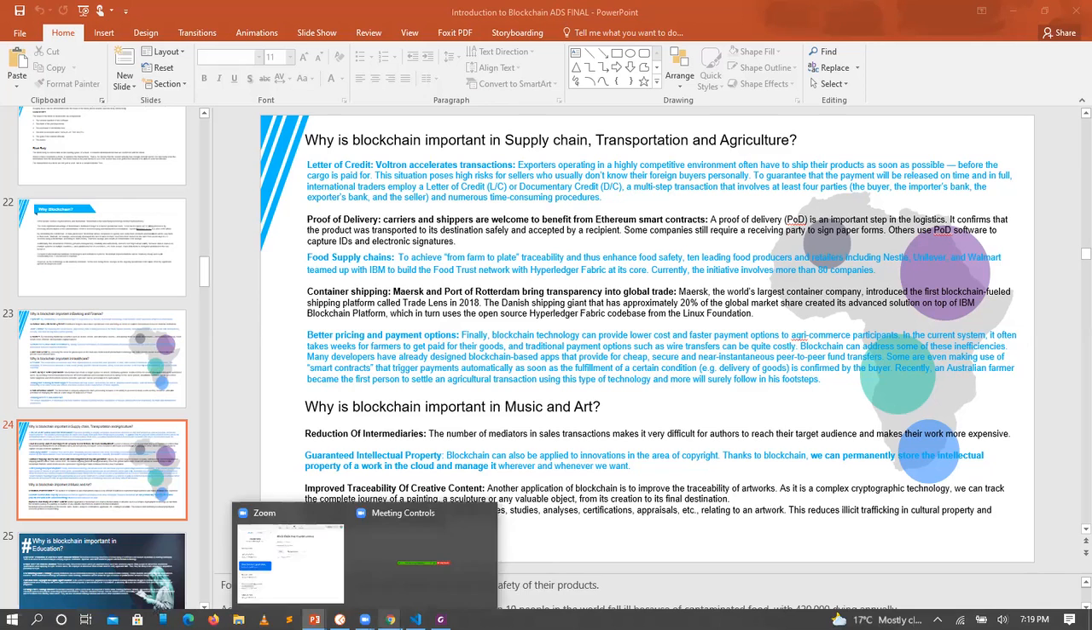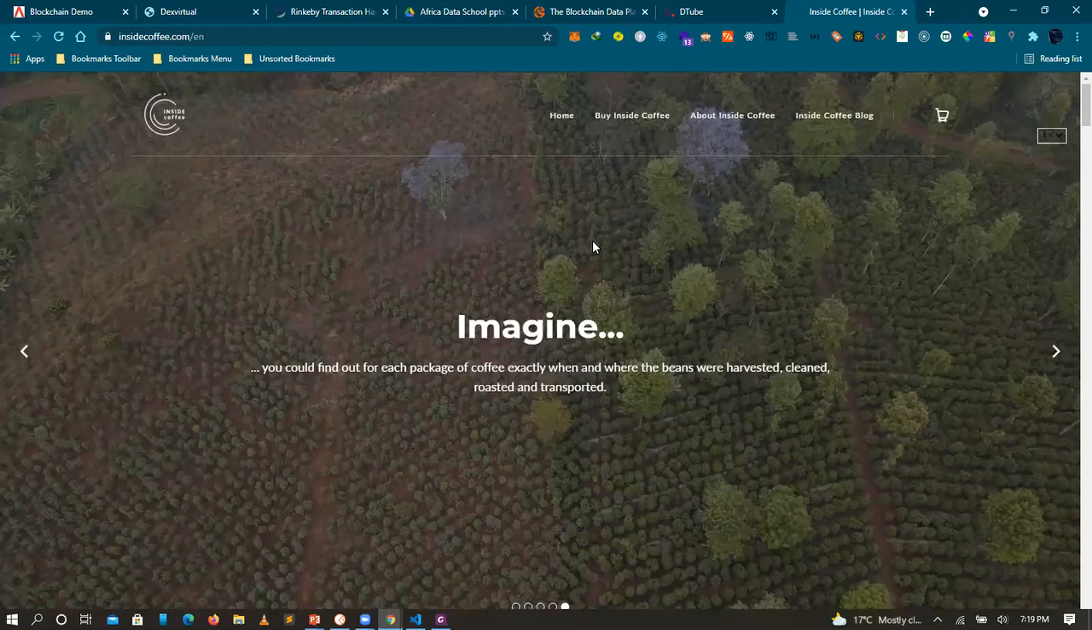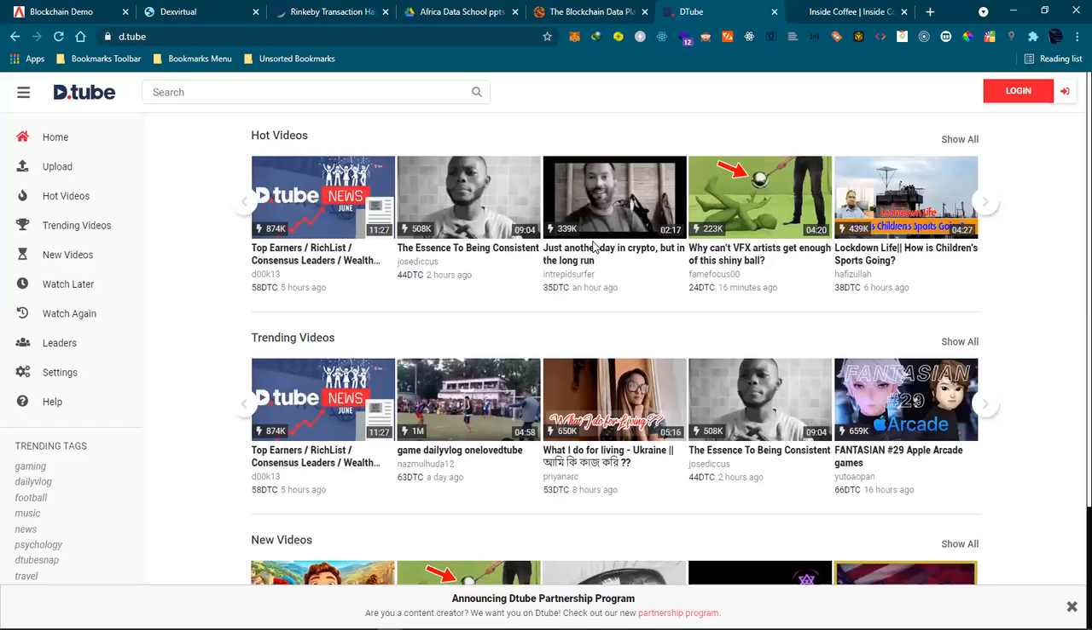So we have seen what DTube is doing. It's paying people who have creative and original content, and that content is being rewarded. So if your video or your content has never been posted anywhere, that is considered original and unique. So you have rights to your content, and you are rewarded for your work.